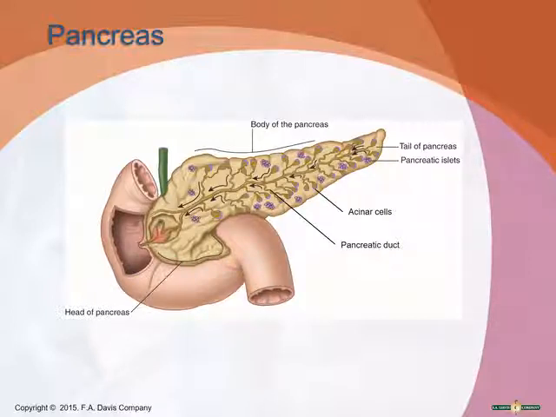The ducts converge on the main pancreatic duct, which then joins the bile duct at the hepatopancreatic ampulla, or the ampulla of Vater, V-A-T-E-R.